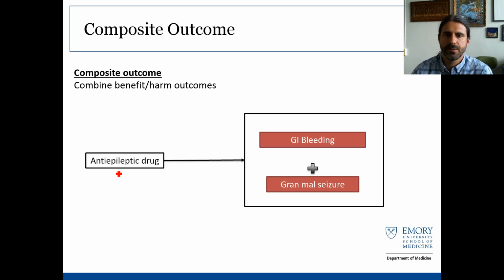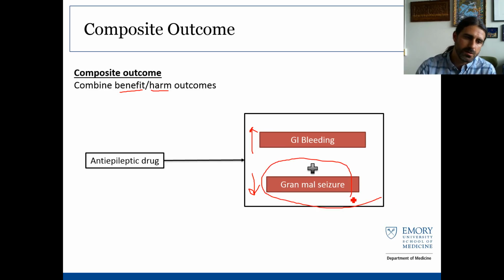I don't really like this example that I made up, but I'll talk about it anyway. Here's where you combine a benefit and harm. Again, an anti-epileptic drug, let's just say, for example, it decreases grand mal seizures, but it increases GI bleeding. If your primary outcome were only grand mal seizures, you would show that there would be a decrease, assuming this drug works, and that would be your concluding line. However, maybe it causes an excess of GI bleeding.